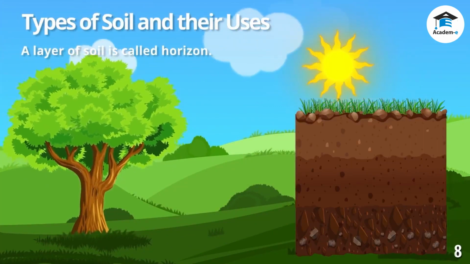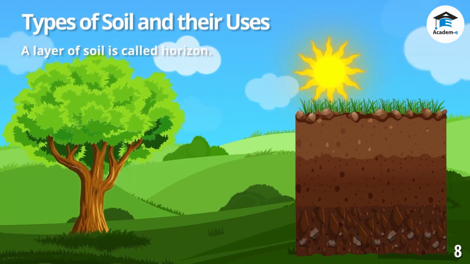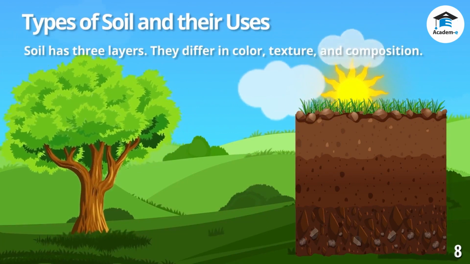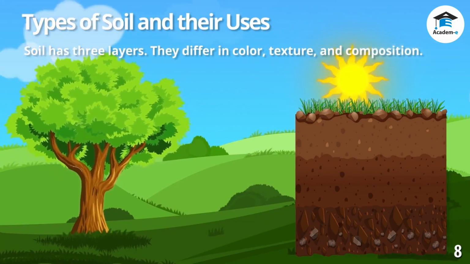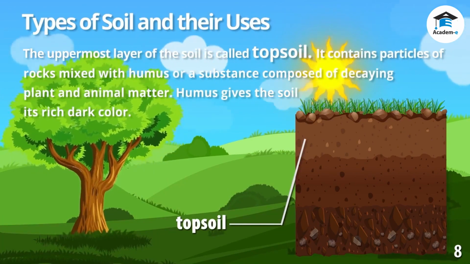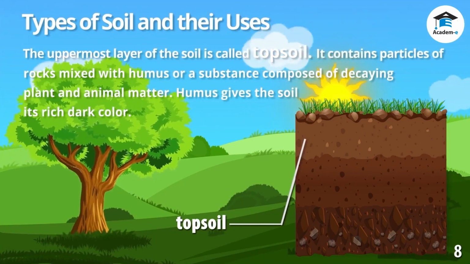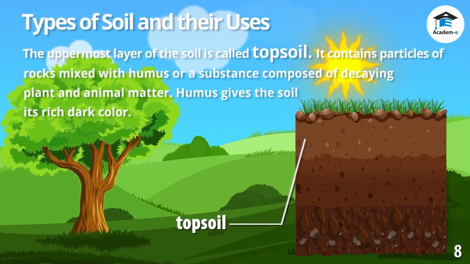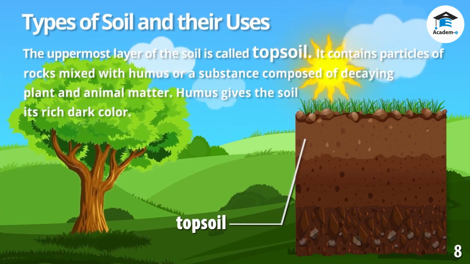A layer of soil is called horizon. Soil has 3 layers. They differ in color, texture, and composition. The uppermost layer of the soil is called topsoil. It contains particles of rocks mixed with humus, or a substance composed of decaying plant and animal matter.